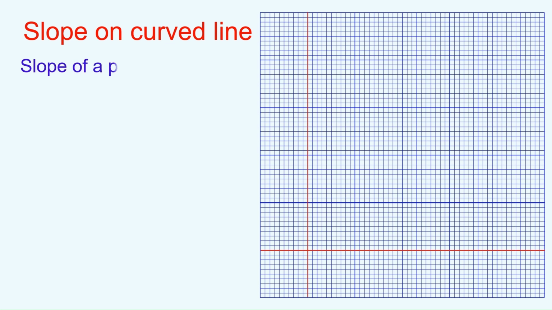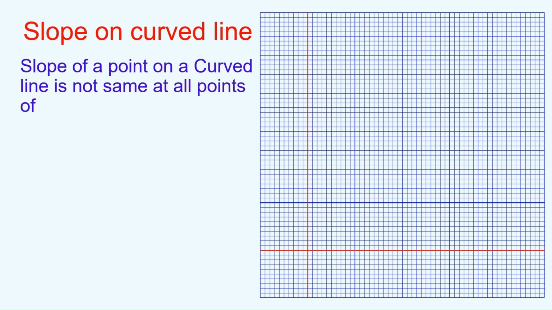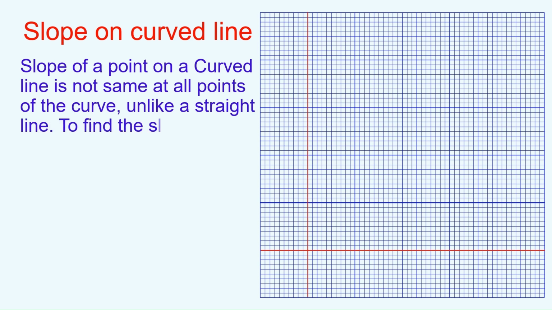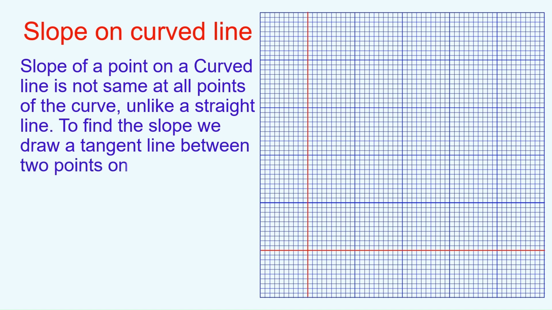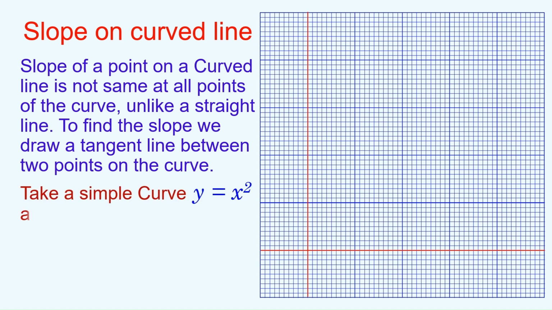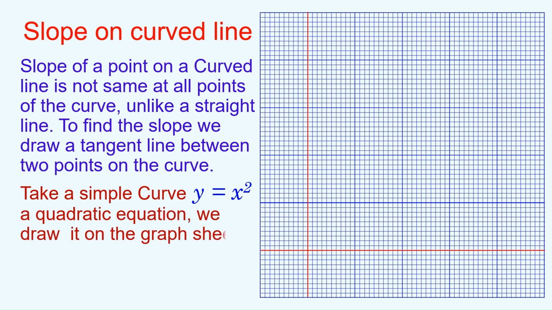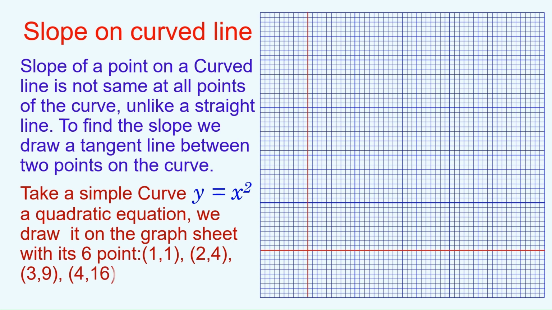Slope on a curved line. The slope at a point on a curved line is not the same at all points of the curve. Unlike a straight line, to find the slope, we draw a tangent line at a point on the curve. Take a simple curve of equation y equals x squared. It is a quadratic equation. We draw it on the graph sheet with its 6 points: 1, 1; 2, 4; 3, 9; 4, 16; 5, 25; 6, 36.